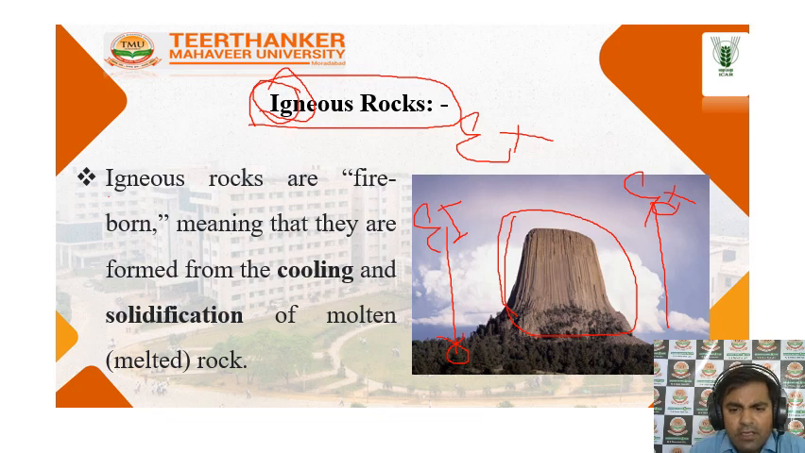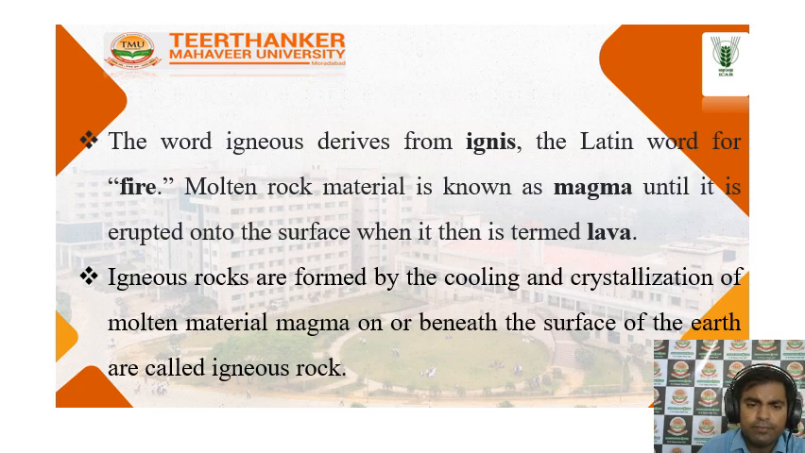Now I come to the topic. Igneous rocks are fire born, meaning that they are formed by the cooling and solidification of molten melted rocks. It means the molten material that is known as the magma. Here you can see these are the extrusive rocks. After a volcano eruption, the material comes out above the surface, and after that it cools and crystallizes and then forms the igneous rocks.